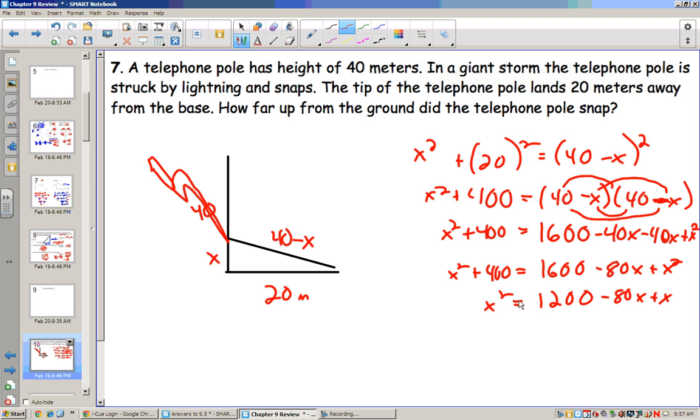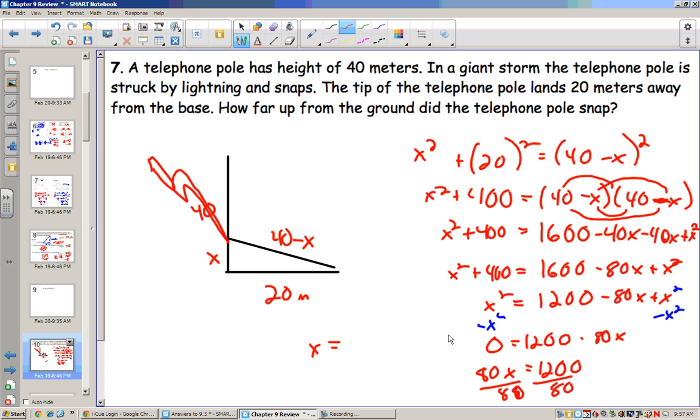I'll subtract x squared from both sides, and when I do that, those x squareds cancel out. So I have 0 equals 1,200 minus 80x. Now I add 80x to this side, and I divide by 80. So my x value is 1,200 divided by 80, which is 15. So this snaps 15 meters from the ground.